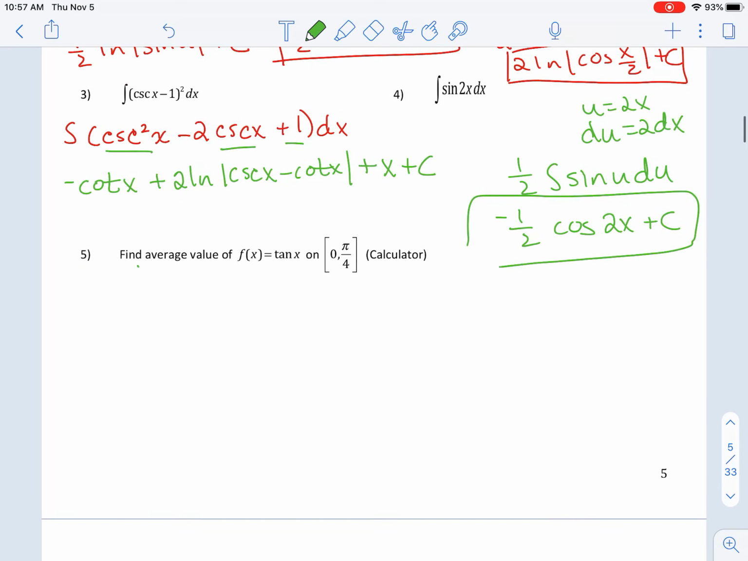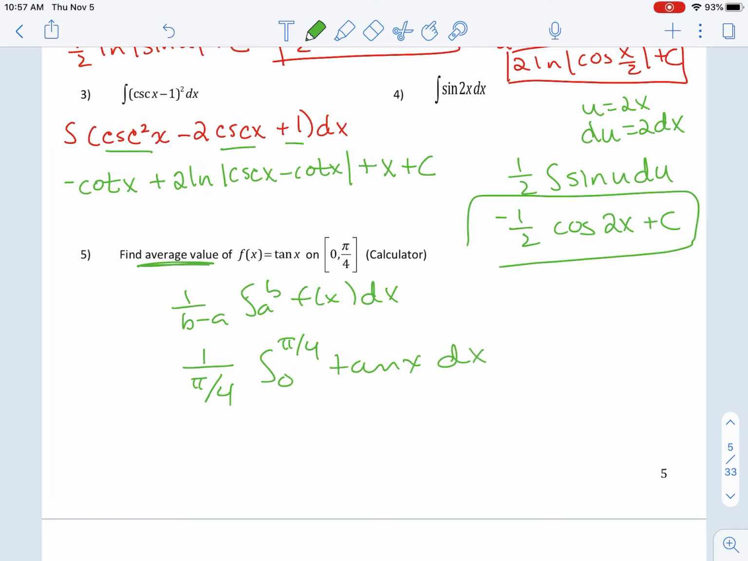Okay, last one, find the average value. Remember, anytime I ask you to find the average, you should be thinking about this. In this case, 1 over b minus a will just be 1 over pi over four, from 0 to pi over four, the function is tangent of x. And we are going to go ahead and use your calculator, so just make sure you're in radian mode, and if you plug this in, you're going to get 0.441.